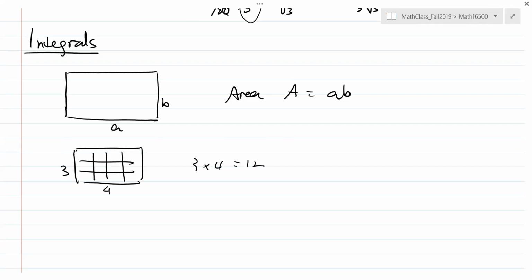Because you just count how many square units. The unit square is the basic unit, so you just count how many pieces, 12 pieces. So that's the reason you just do the multiplication, and it gives you how large this rectangle is.